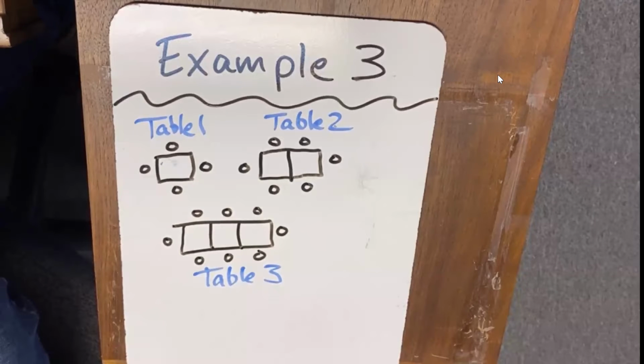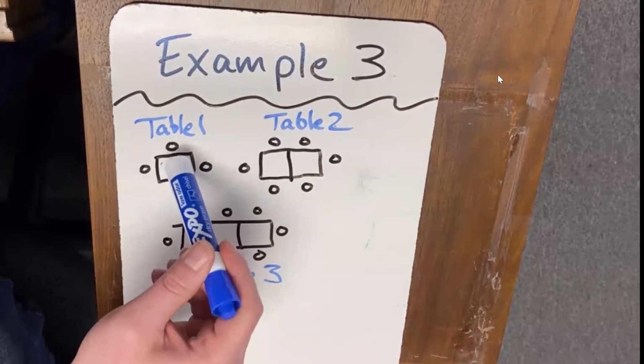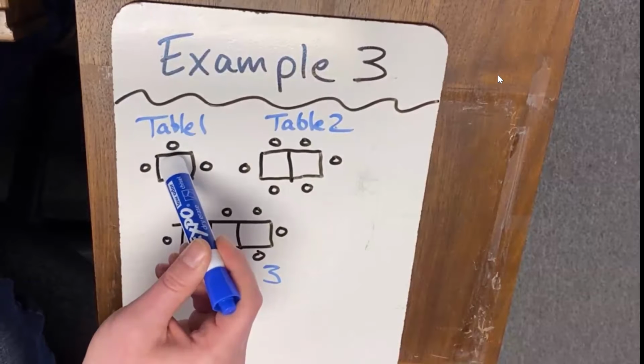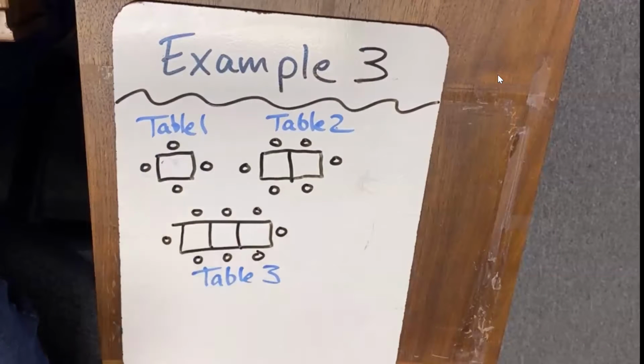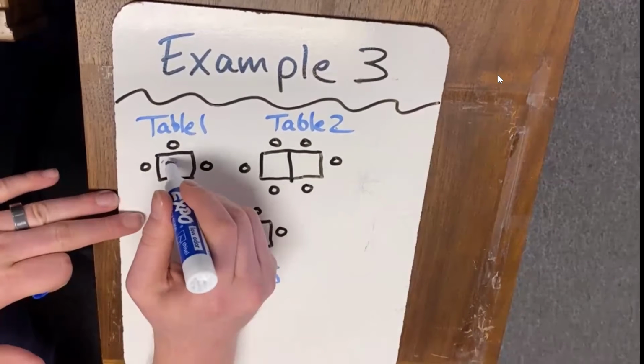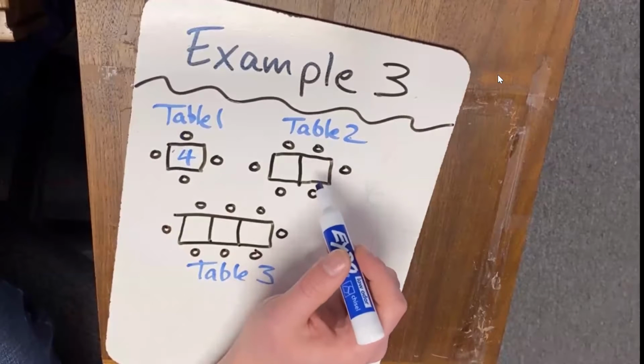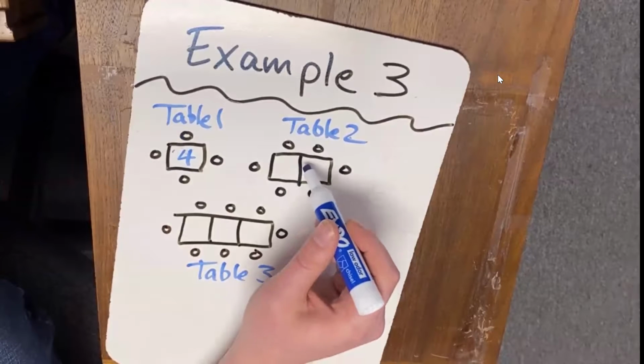How many tables are needed to seat 16 people? So first off, when I'm looking at this diagram, I need to understand what it's showing. So right here, this is table number 1. There's only one square. That means I have one table and there are 4 people sitting at it. Table number 2, we have 2 tables and there are 6 people sitting there.